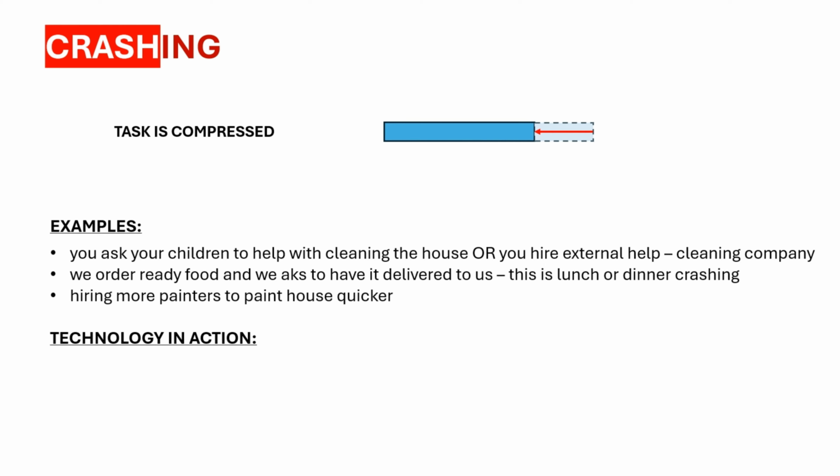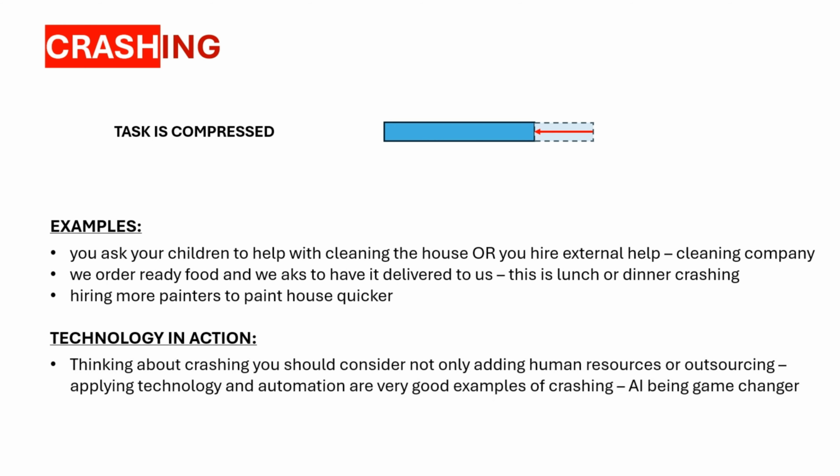Okay, now technology in action. Yes, definitely a good example. Thinking about crashing, you should consider not only adding more human resources or outsourcing. You should also consider applying technology and automation. These are very good examples of crashing. And nowadays, AI is a game changer. Everything that is happening with AI has a lot of room for application, and it would very often be crashing a lot of the tasks we are doing.